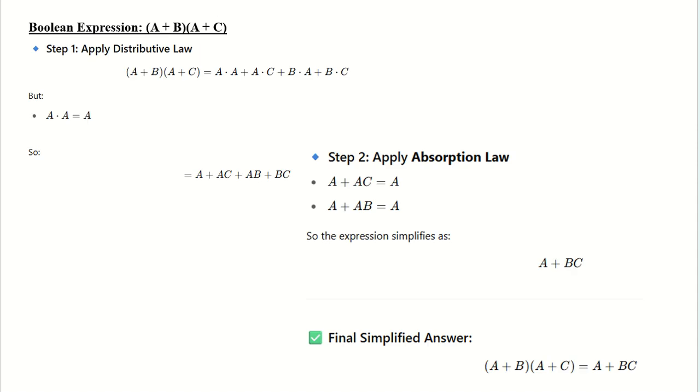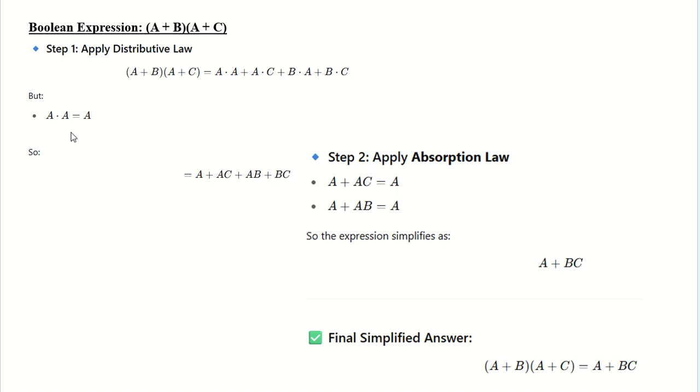Now, this is one of the examples for a Boolean expression. Let's just say this is the given Boolean expression. We have to reduce it. First, we're using distributive law. The distributive law means we are using the law. So, we are multiplying inside, a plus b into a plus c. So, first we're multiplying inside: a into a, a into c, b into a, b into c.